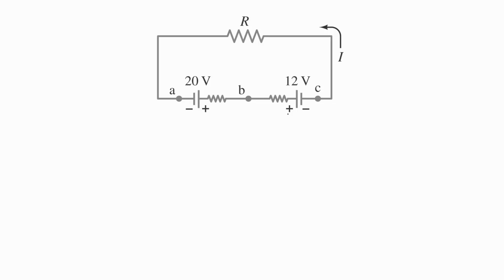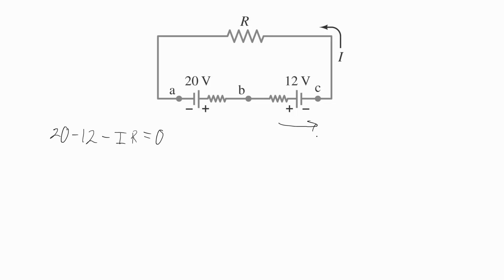So if we go ahead and loop around in the direction of current, so I'm going to loop around in a counterclockwise fashion, the equation we could write, if I start here at A, I'm going to have 20 for that first battery. Now the second battery is facing the other direction, so I'm going to subtract off 12, minus the voltage drop across the resistor, which is going to be whatever I is times whatever R is, and that will all equal 0.